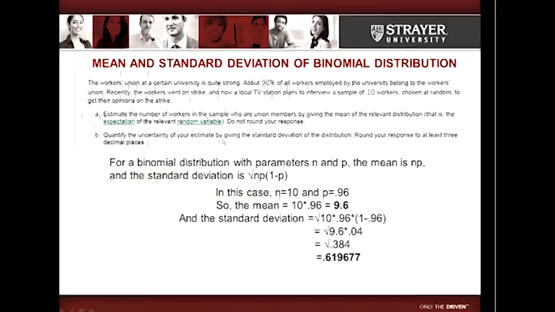Then quantify the uncertainty of your estimate by giving the standard deviation. So the standard deviation is the square root of n times p times 1 minus p. So that's 10 times 0.96, which is 9.6, times 0.04. It's the square root of 0.384, which is 0.619677. And then you round to 3 decimal places.